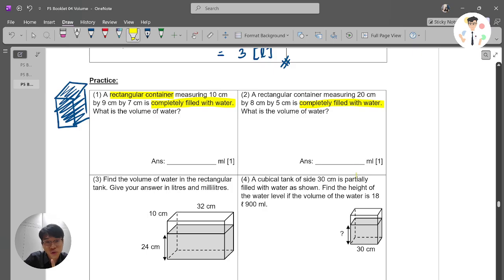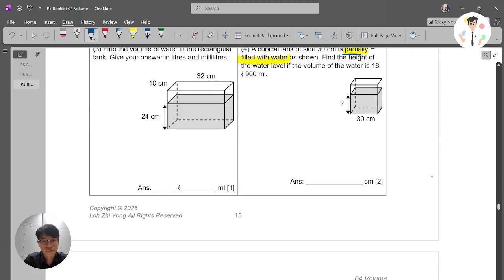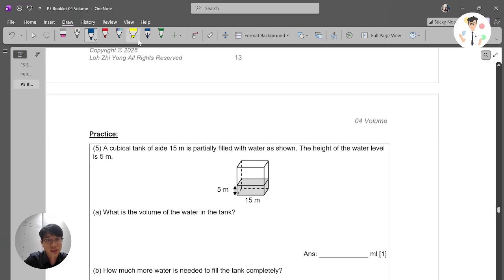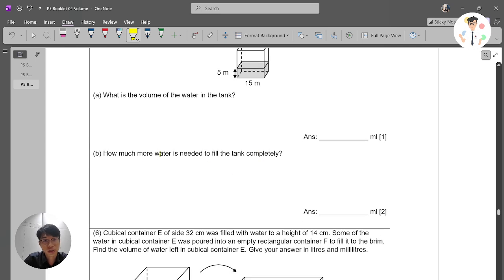And some of them use the words, look at here, partially filled with water. What does it mean by partially filled with water? It means it is not full. It is actually a part of it only. Not full. Again, you can see the words partially filled with water mean that it is not full. It's just a part of it. Now, if you see the words water is needed to fill the tank completely, it means until full.